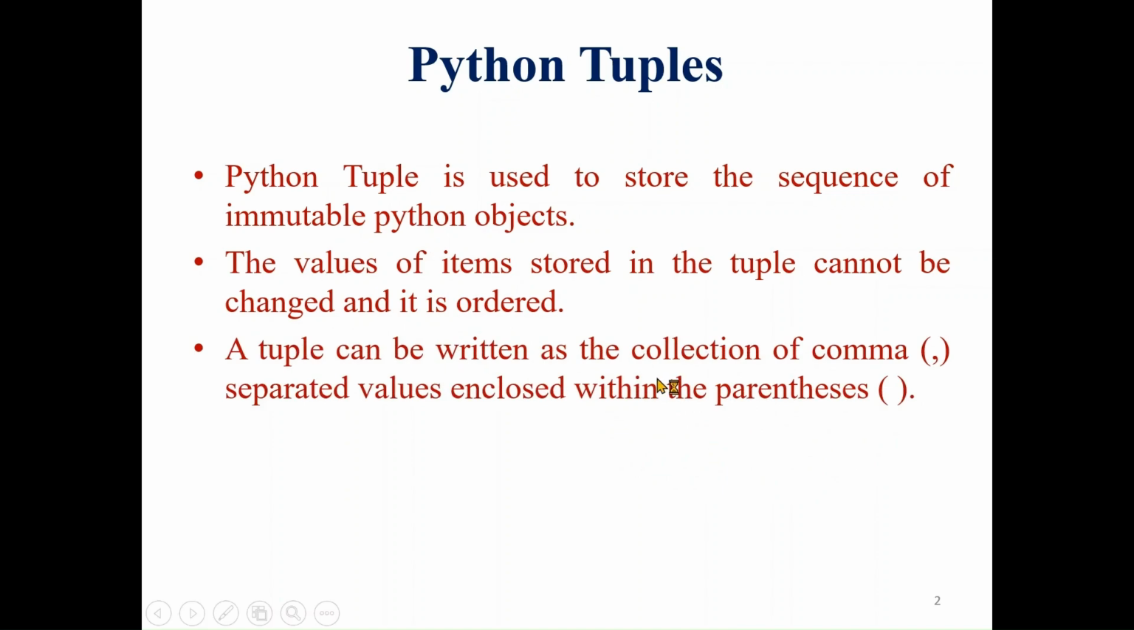A tuple can be written as a collection of comma separated values. Every element you put into the tuple should be separated with a comma, and the values should be enclosed within parentheses. These brackets are nothing but parentheses, and you write the elements inside them. So this is the notation for a tuple. A tuple also allows duplicate elements. You can write duplicate elements into the tuple.